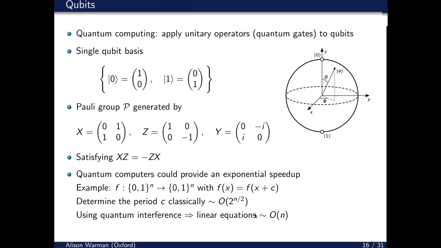So one needs to basically scan, if one does it randomly, order 2 to the n over 2 states. However, quantum mechanically, we can use quantum interference between f of x and f of x plus c to constrain the period c with n linear equations. So the complexity of this goes from exponential to linear. This same idea of period finding is behind Shor's algorithm for factoring primes, because there's a mathematical connection between finding periods and prime factorization. So quantum algorithms can have an exponential advantage over classical ones.